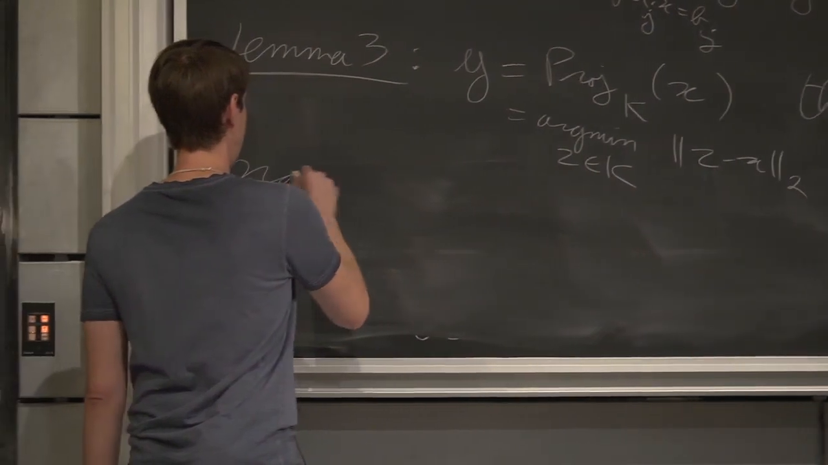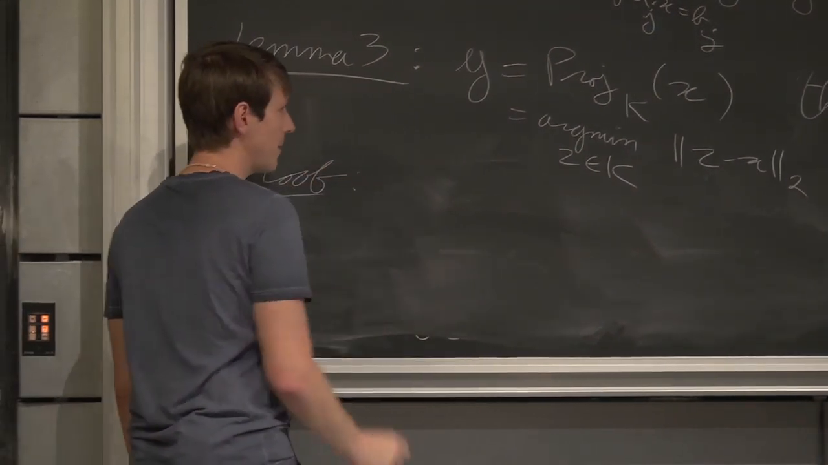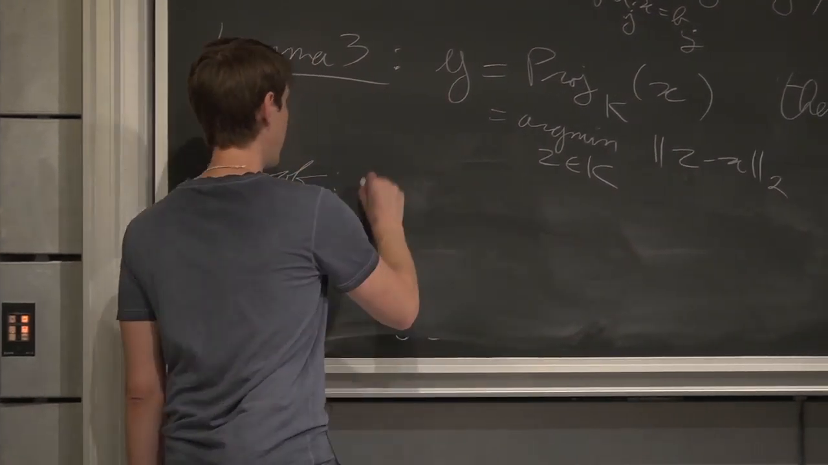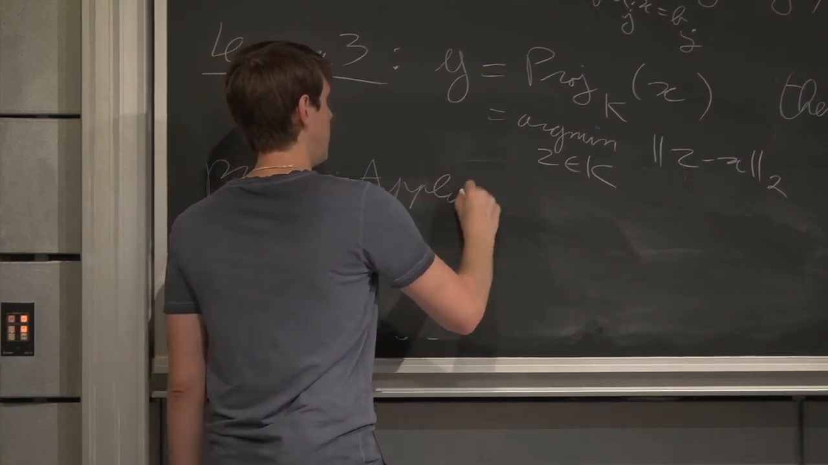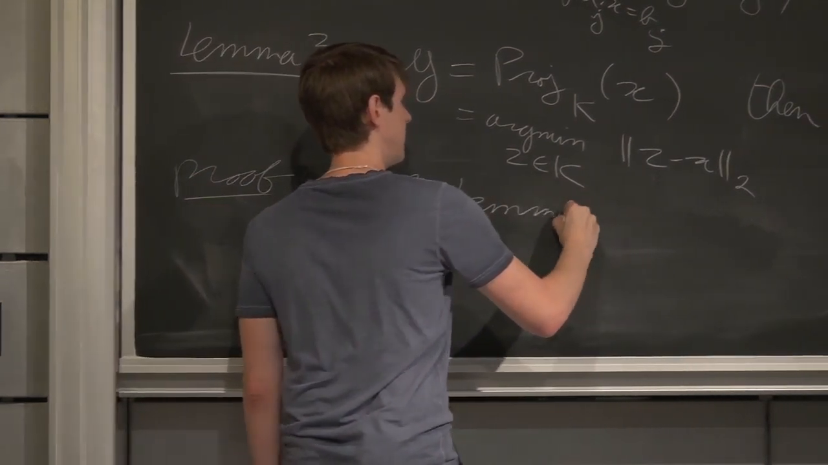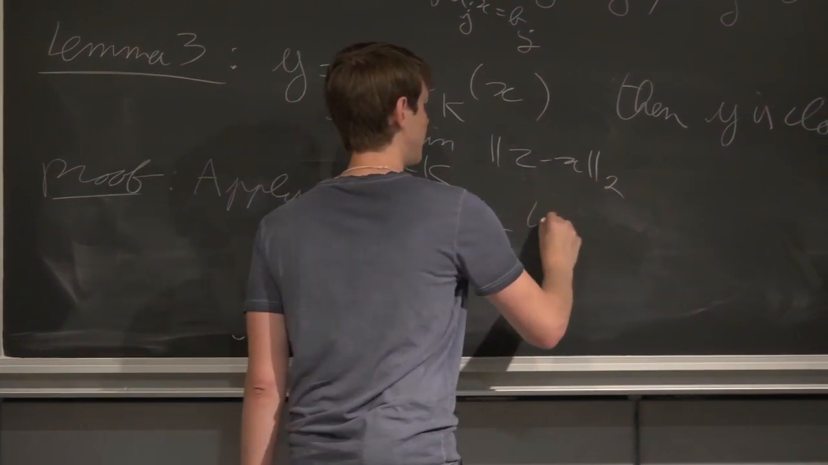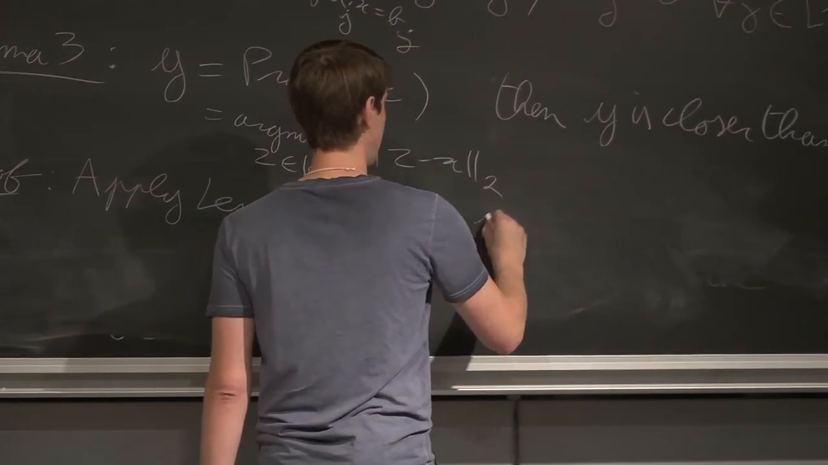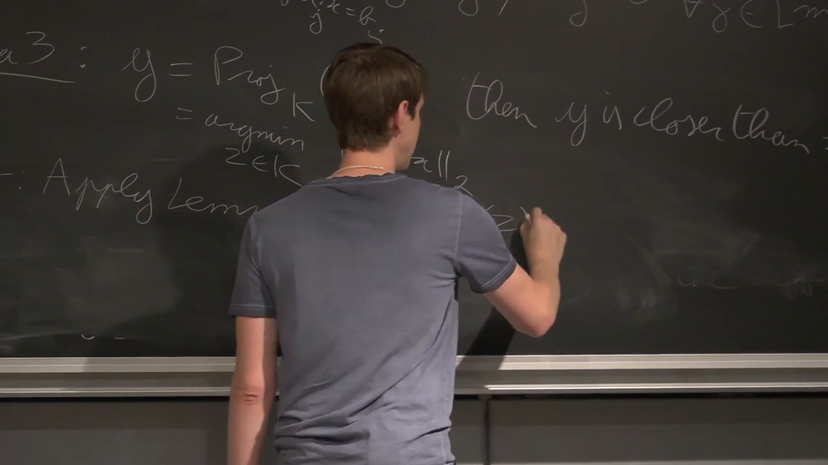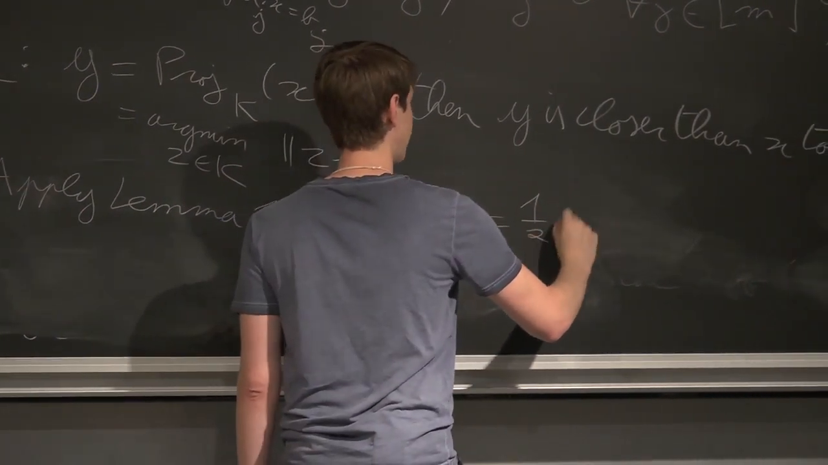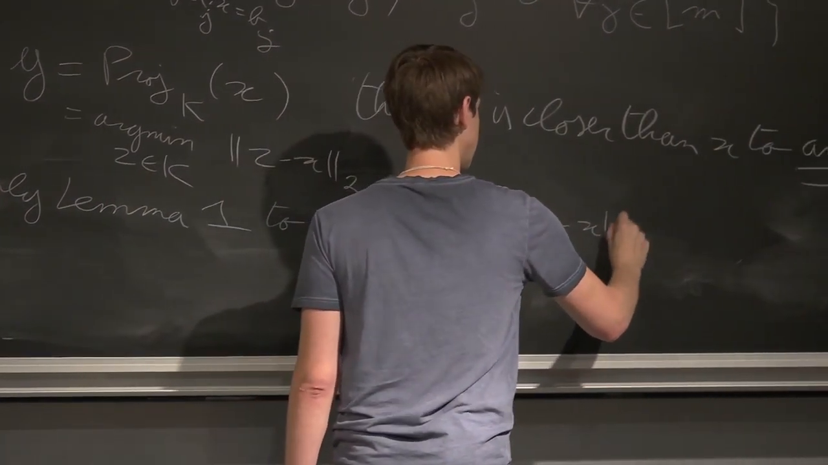So the proof is just an application of the first lemma. So apply lemma 1 to the following function, f of z, which is, let's say, 1/2 of the norm of z minus x squared.